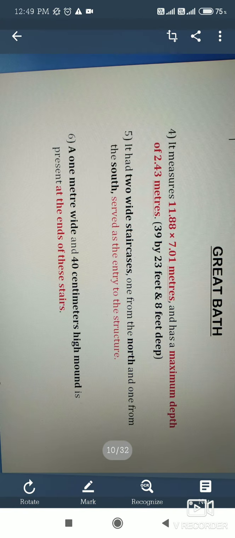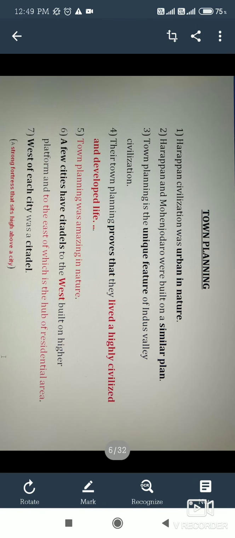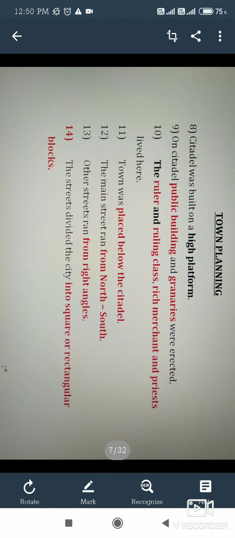Why did they construct all the citadels? Because to save themselves from the enemies. And town planning was amazing. West of each city was a citadel. So they constructed a citadel to the west of each city. What does it mean? A strong fortress that sits high above the city. They constructed a fortress, a citadel, high above the city for a better life. The citadel was built on a high platform. On the citadel, public buildings and granaries were erected.